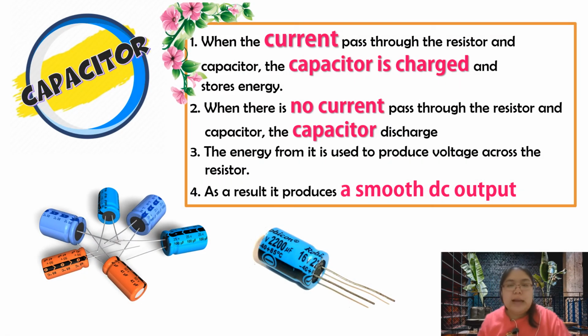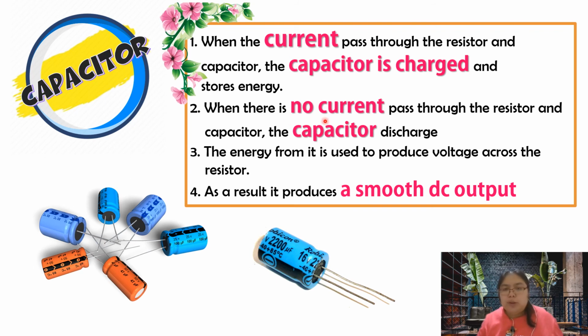Okay, so the last part of this topic, there's a capacitor. We see what's the function of the capacitor. First, when the current passes through the resistor and also the capacitor, what is the capacitor function? They go to charge. Capacitor will receive the charge. After that, store energy. So that means they can store the charge in the capacitor.